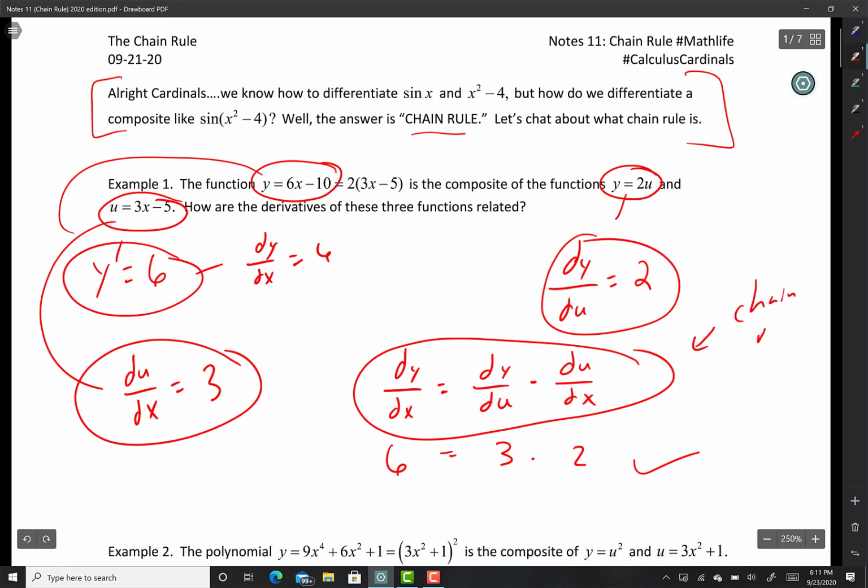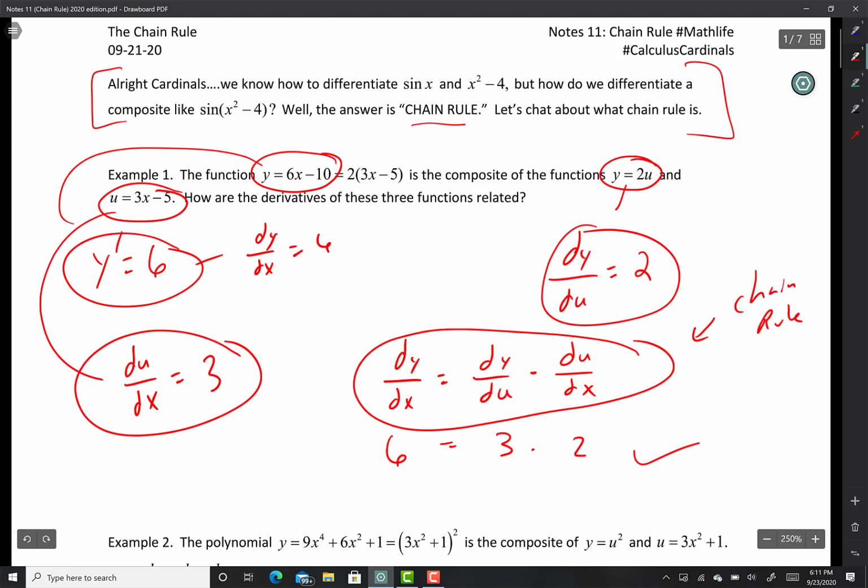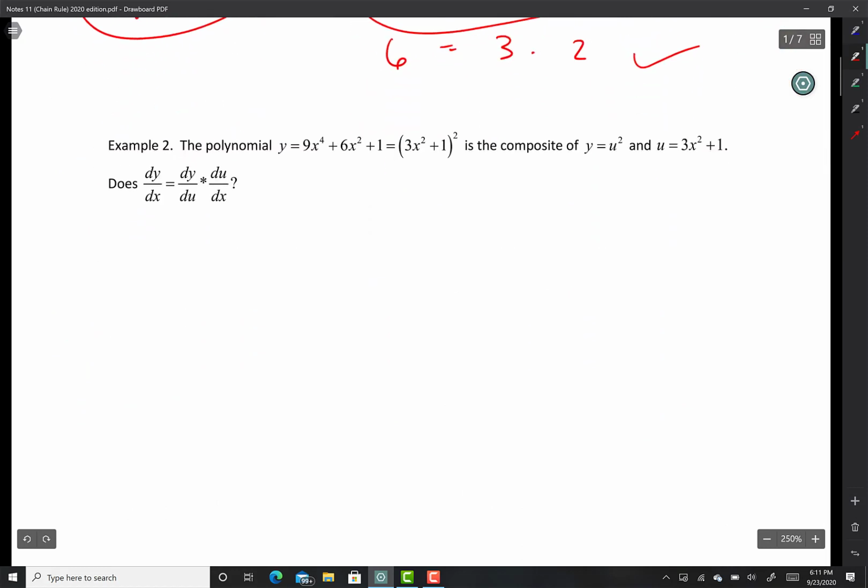And I'm going to explain it. Don't worry, guys. So here we go. Example 2: the polynomial y equals 9x to the 4th plus 6x squared plus 1, if I write it as a binomial with a square on it and expand it, you get this expression. It is a composite function of y equals u squared and u equals 3x squared plus 1. I can see that. I agree. Does dy dx equal dy du times du dx? Well, the du's are going to cancel, so it better.